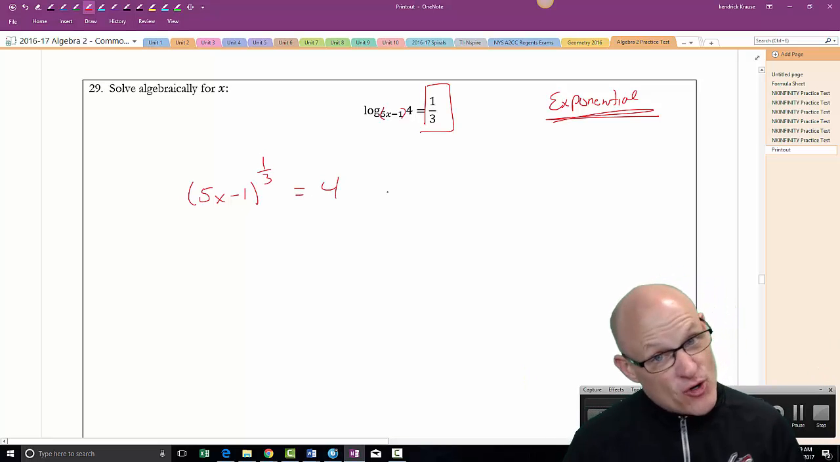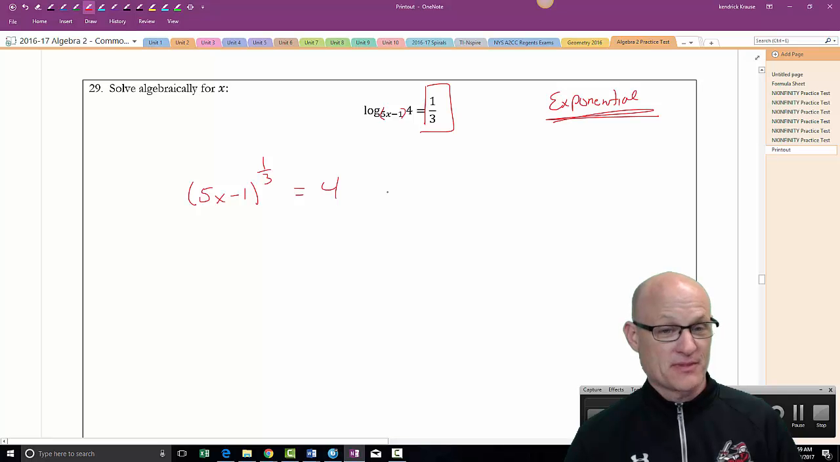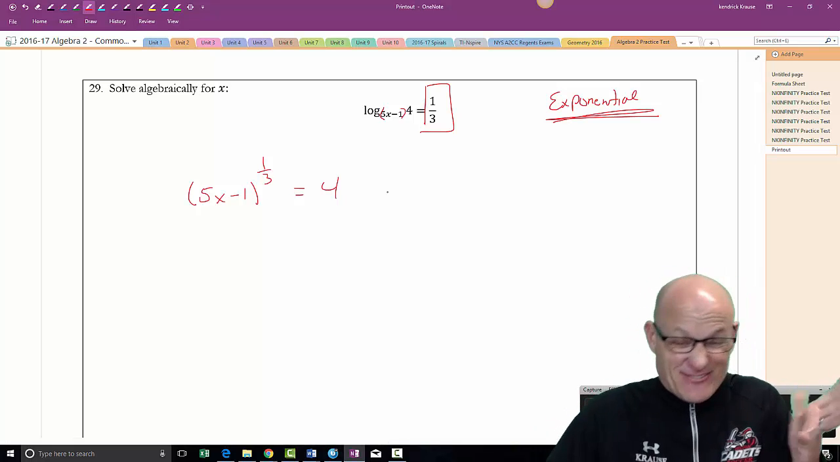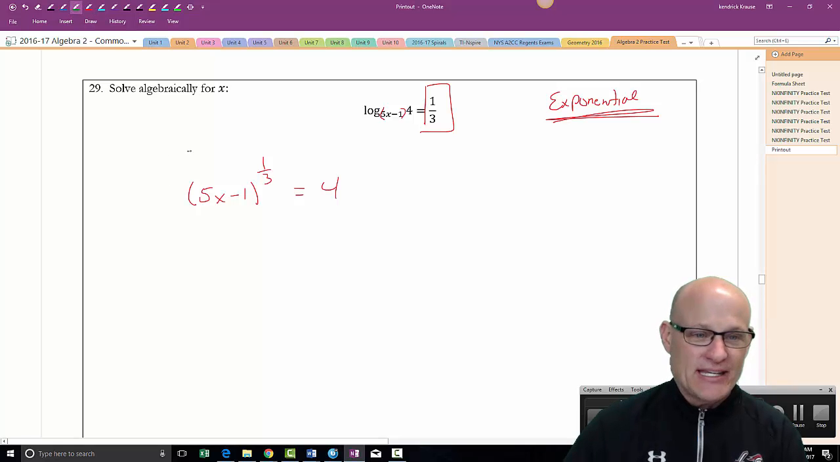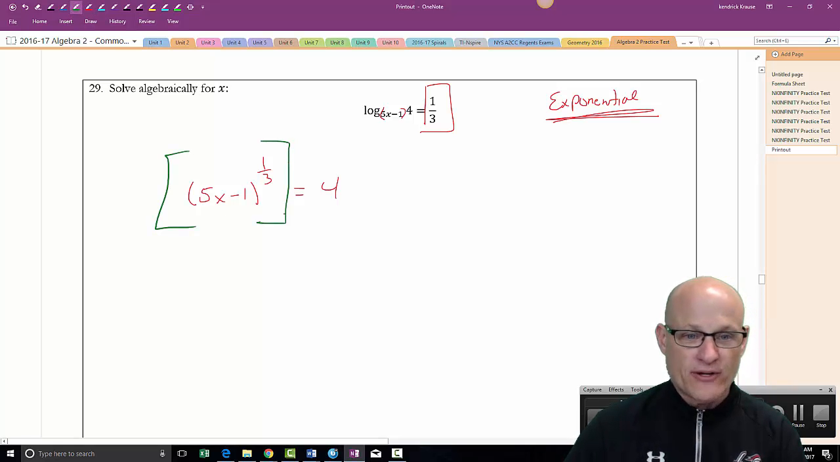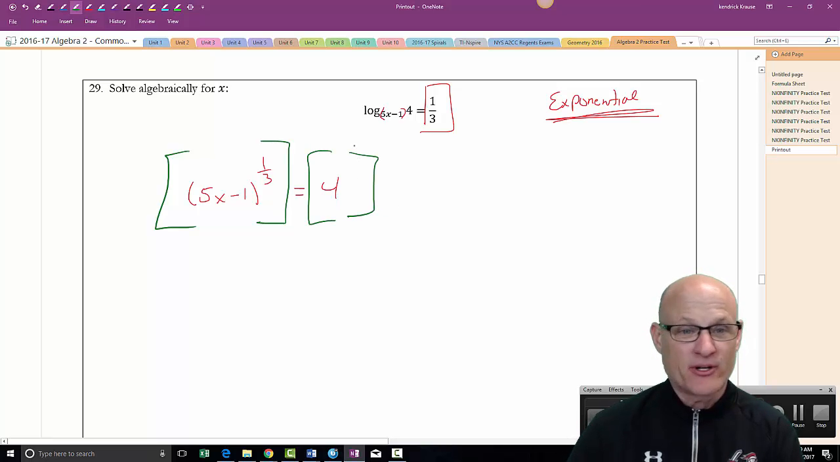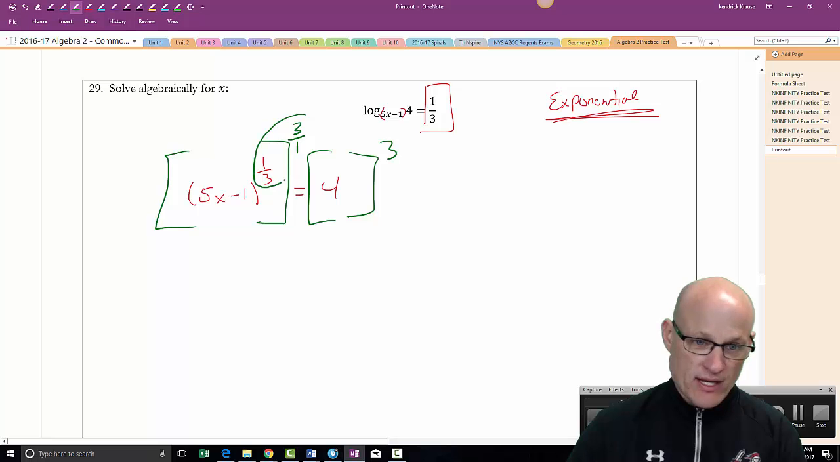So that's the first hard part about this problem. Now, hard is a relative term. So now the difficult part is I want to get rid of that 1/3 exponent. The easiest way to get rid of a rational exponent is just to raise it to the reciprocal. Raise it, not multiply, raise it to the reciprocal. So I'm going to cube both sides. When you raise a power to a power, you multiply the exponents, so they kind of just cancel each other out.